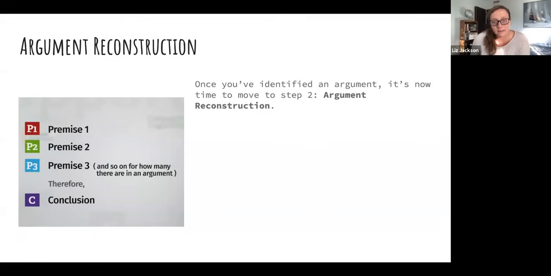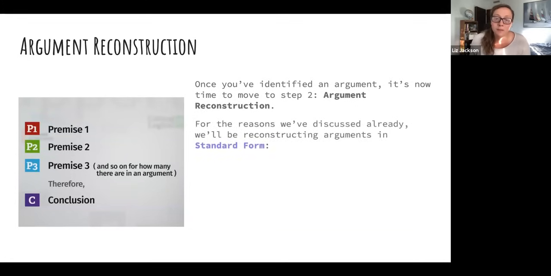So let's say you're reading a text or you're watching a speech and you've identified that the speaker or the author is making an argument. Once you've determined that they're making an argument, then you're going to move to step 2, which is argument reconstruction. We've discussed this a good bit already, but we're going to be reconstructing arguments in standard form.